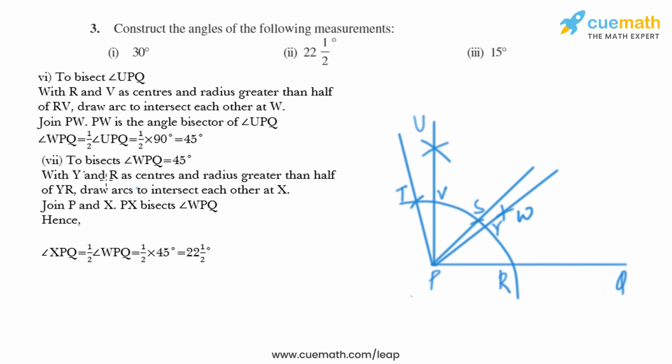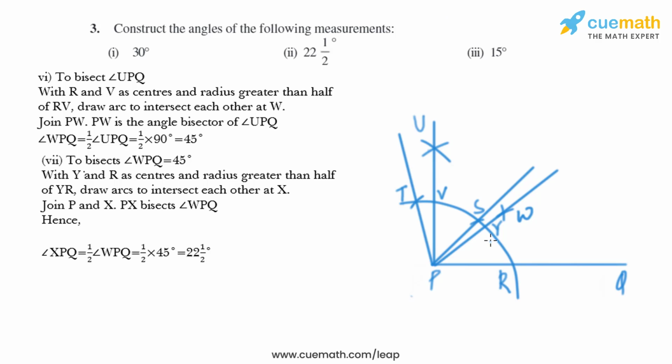We will take this point as Y. Now in the next step, to bisect angle WPQ that equals 45 degrees, with Y and R as centers and radius greater than half of YR, draw arcs to intersect each other at X. Join PX. PX bisects WPQ, hence we will get angle XPQ, that is half of angle WPQ, and that equals 22.5 degrees.